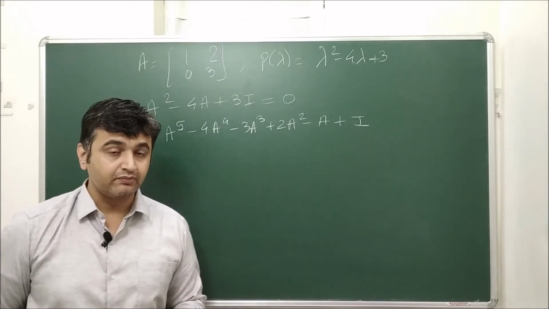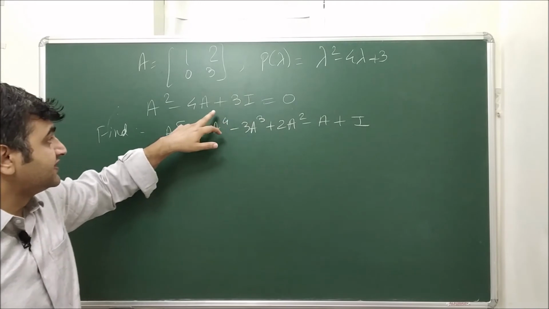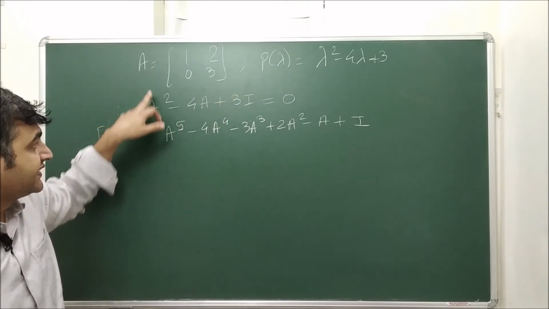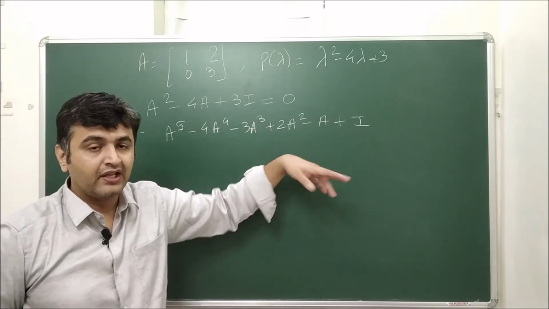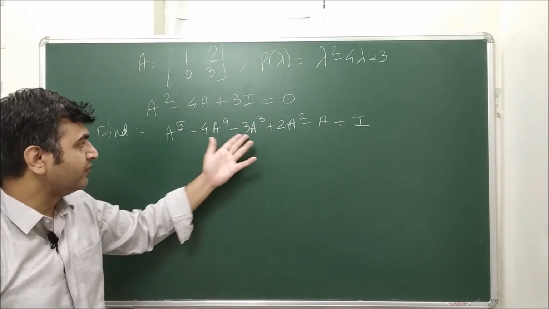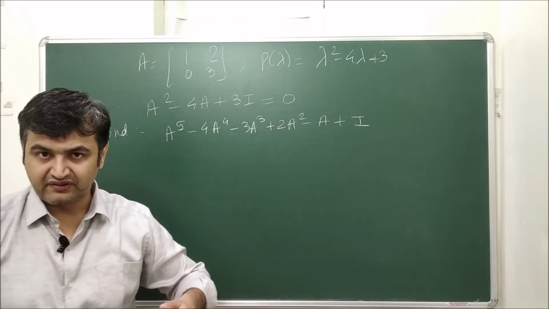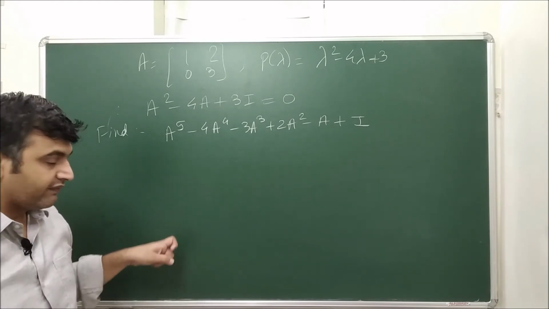Now one last problem. So you have a 2 cross 2 matrix. You find the characteristic polynomial. So this is by the Cayley Hamilton theorem: the matrix satisfies the characteristic equation. Your job is to find this value. Now one way is you find A square, A cube, A raised to 4, A raised to 5, plug in and do it. But that's not the efficient way, even you know that. So what is the other way? Like the other way we saw earlier.